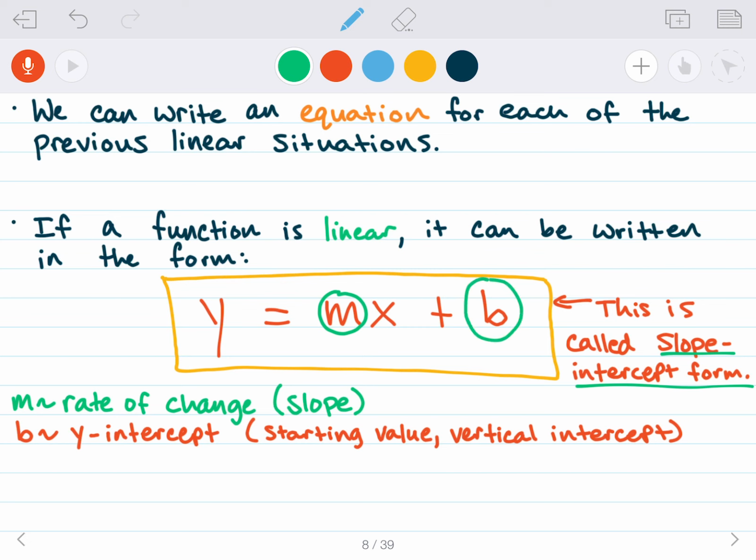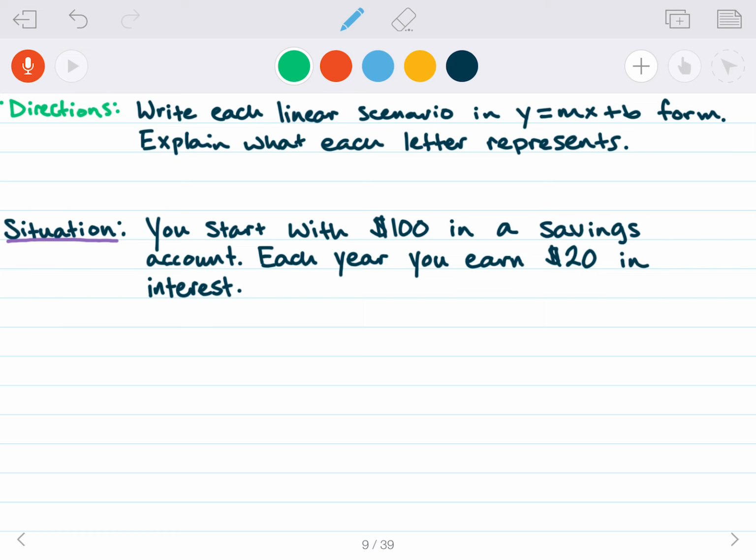So for example, with the car example, we start at $25,000. That would be our initial value. We call it the y-intercept. We also can call it the vertical intercept if you like that better. Initial value, starting value, these all are the same thing. This is b. So let's look at each of the situations we just discussed and write it in y equals mx plus b form. Then we're going to explain what each letter represents in this form.